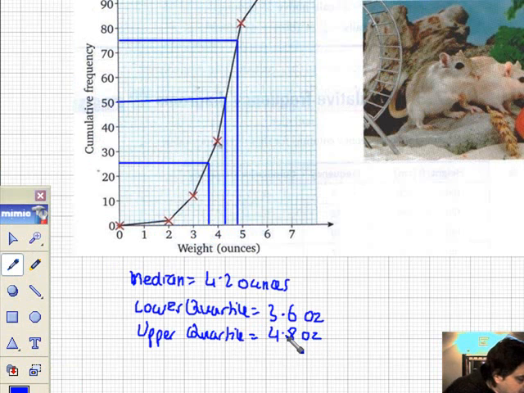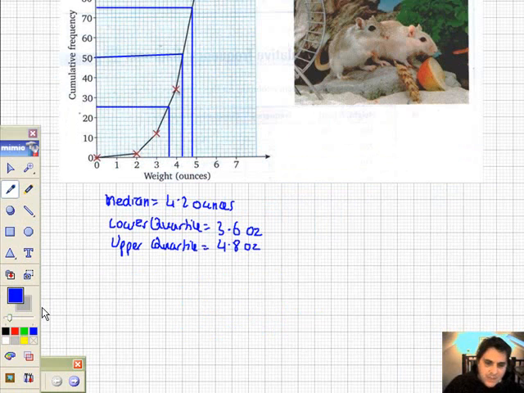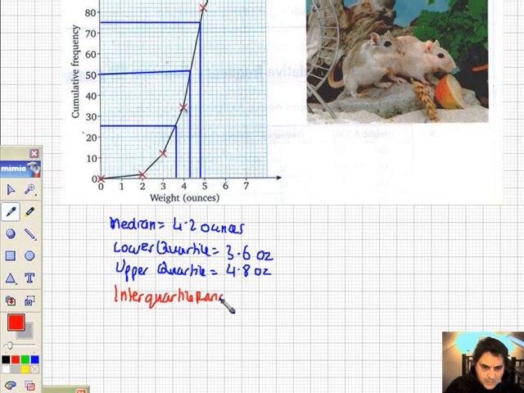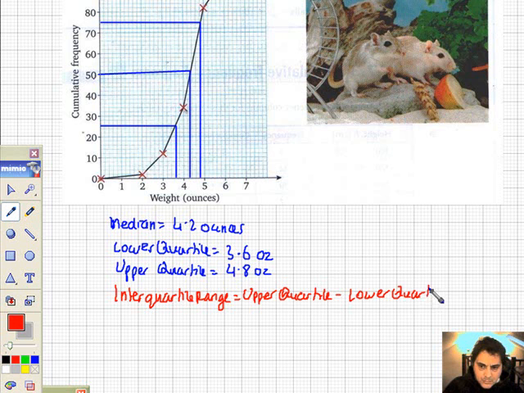Then it says the interquartile range. I want to change colour here. Now the interquartile range, here we go. That's going to be the upper quartile, take away the lower quartile. So what do we got then? We got 4.8, take away 3.6, that looks like 1.2 ounces to me.